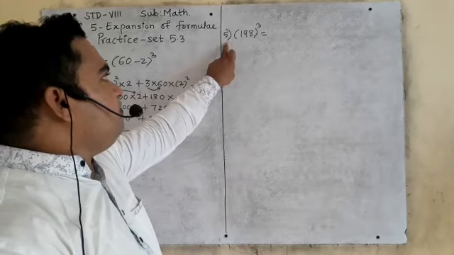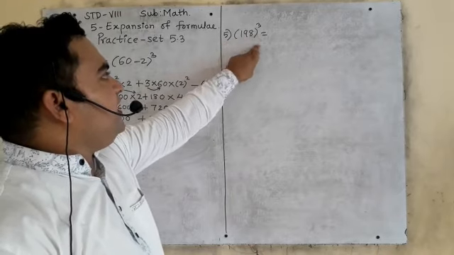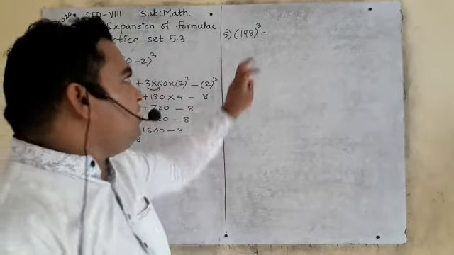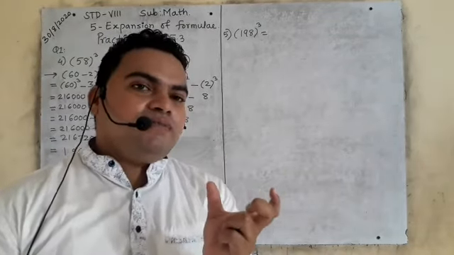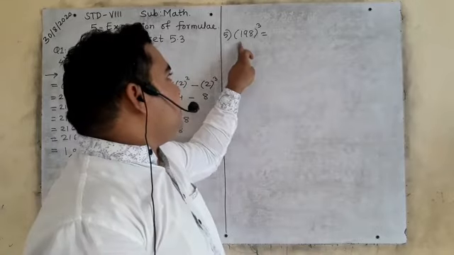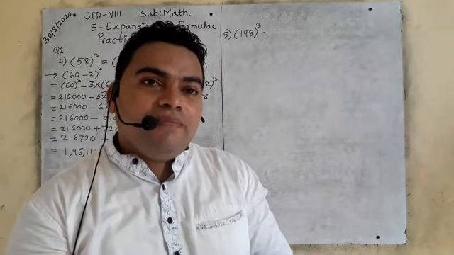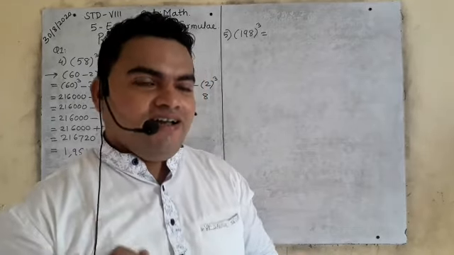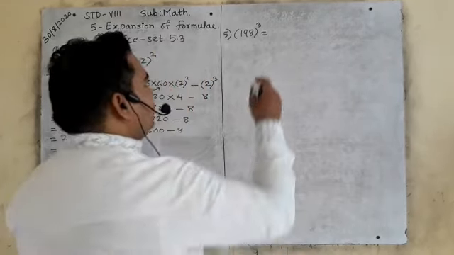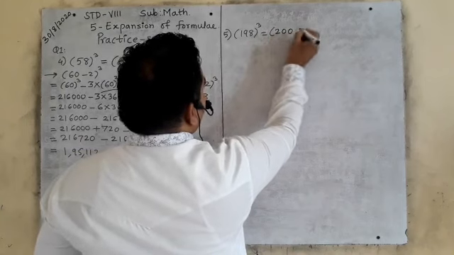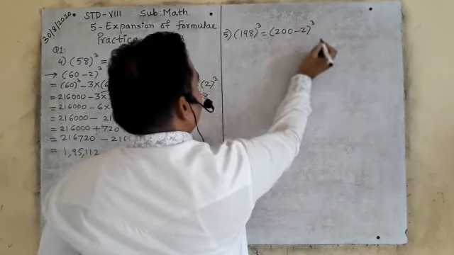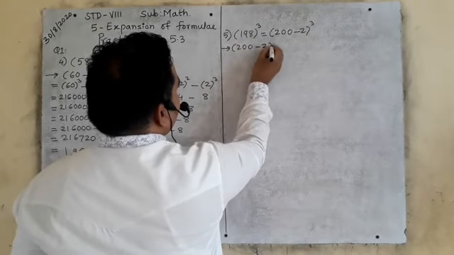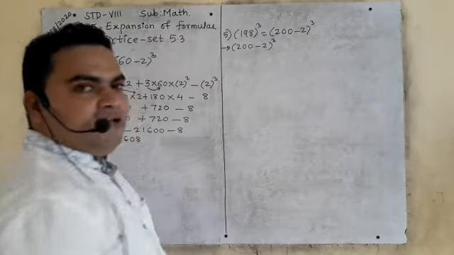See here, we will see question number 5, that is 198 bracket cube. So it is a monomial, but we will convert this into binomial terms. Okay, it means 198 is close to which number? 200 or 190? It is close to 200. So 200 minus 2. We will convert this into 200 minus 2 bracket cube. Okay, now I will write this term. See, 200 minus 2 bracket cube. Okay, I hope you understood.